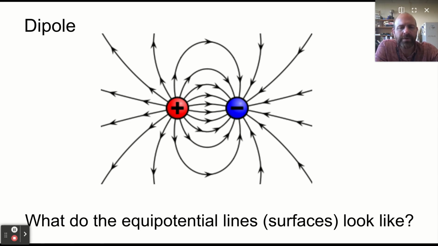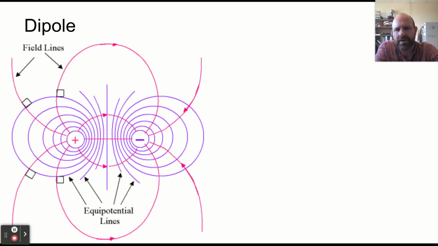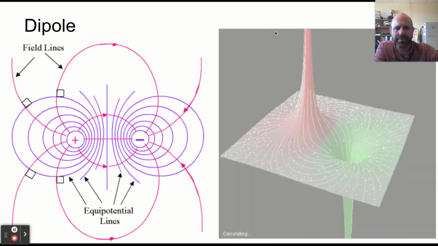So this is a dipole. We've drawn the electric field lines of this before in a previous unit. What do the equipotential lines look like? Well, they look something like this, right? We've got these electric field lines, which are in sort of pink here, and then we have the equipotential lines in purple. You'll notice where they cross, they're always crossing perpendicular.